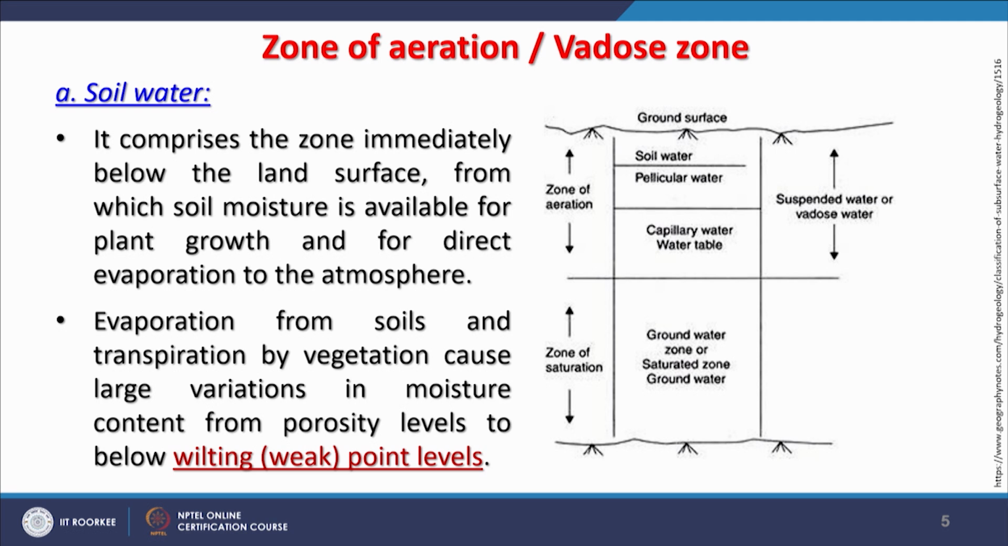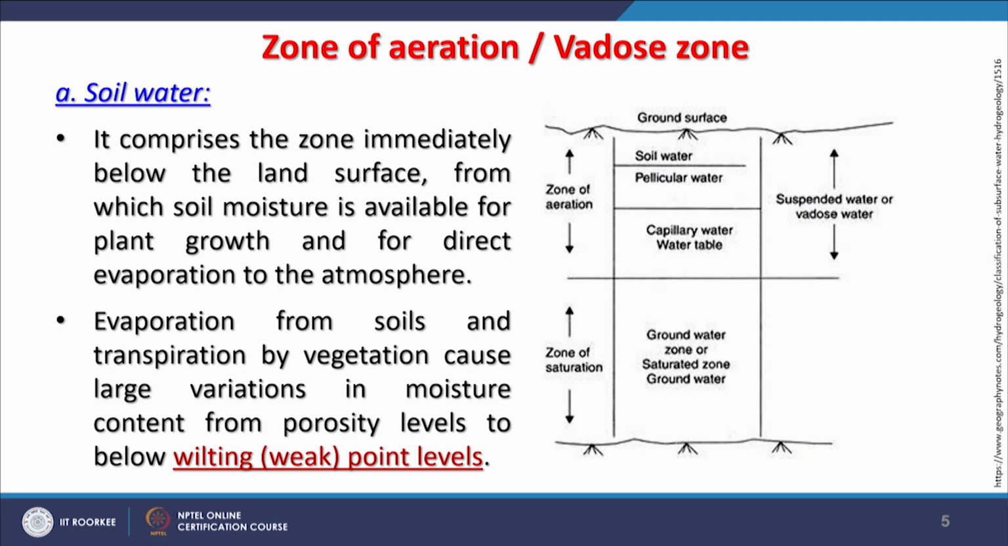Evaporation from soils and transpiration by vegetation cause a large variety of moisture content, from porosity levels to below the wilting point levels. The point here is that if there are soils, it is likely that we will have vegetation. The overall loss of water to the atmosphere would be in the form of both evaporation and transpiration. So, the combined word we use is evapotranspiration.